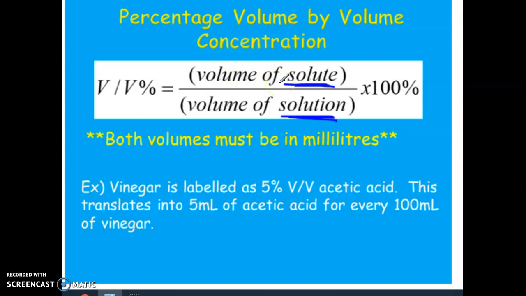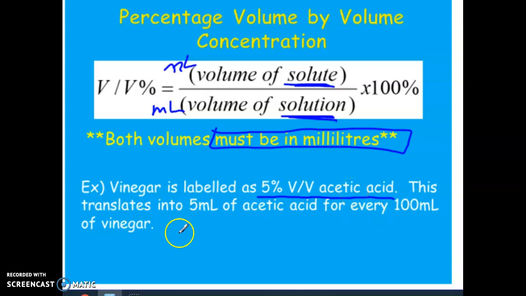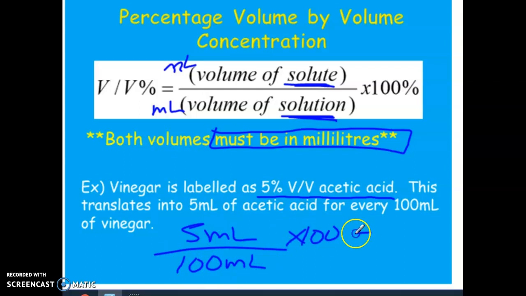So in this case, when you're dealing with volume per volume percentage, your volume must be in milliliters. So this is milliliters of solute over milliliters of solution. Okay, so for example, vinegar is labeled as a 5% volume per volume solution of acetic acid. That means that for every 100 milliliters of solution, there are 5 milliliters of acetic acid. If you were to calculate this out, that's 5% volume per volume.